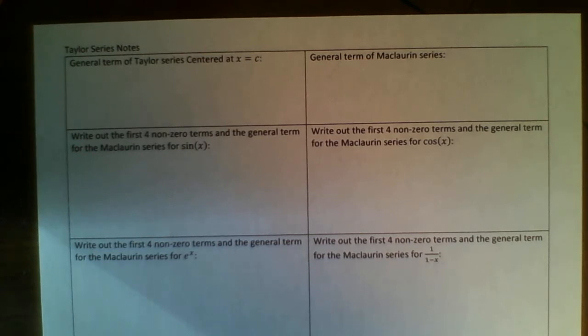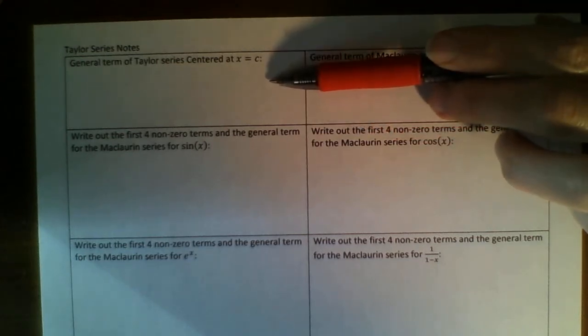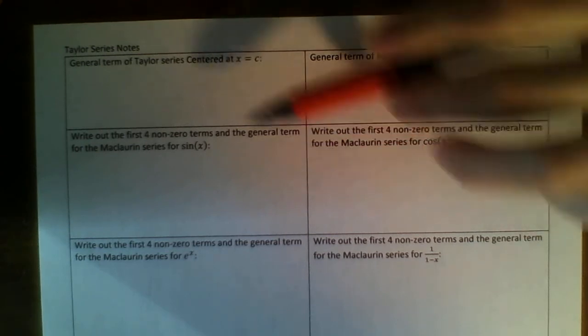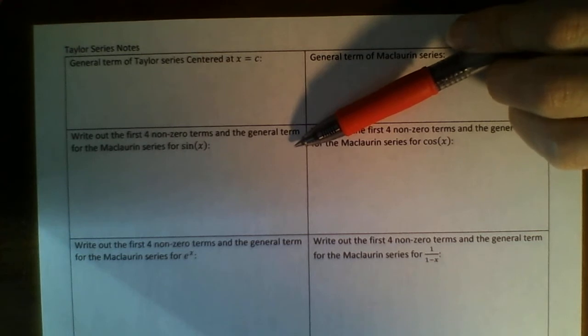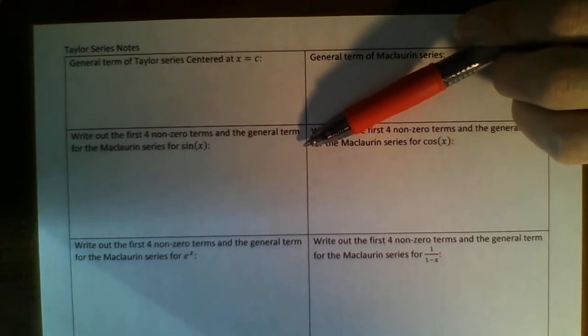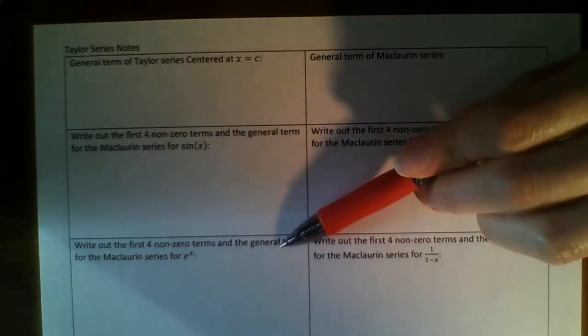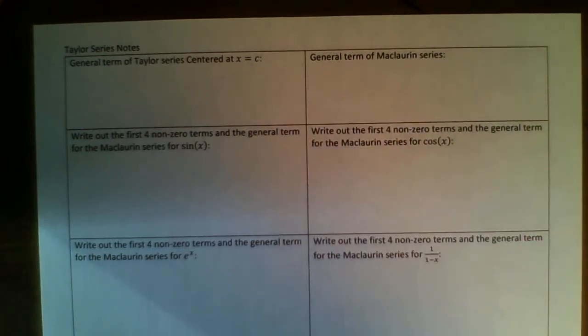So if you were not able to print it out, I'll read through them real quick and jot these down on your notebook paper. I want you to write down the general term for a Taylor series centered at x equals c. Write down the general term for Maclaurin series. Write out the first 4 non-zero terms and the general term of the Maclaurin series for sine x. Same thing for cosine x, e to the x, and then 1 over x. So go ahead and pause this video, jot all those down from memory.